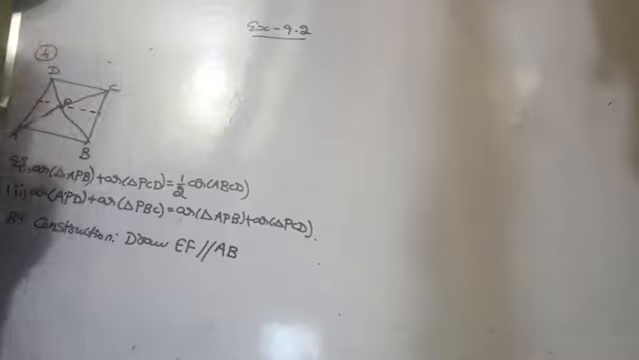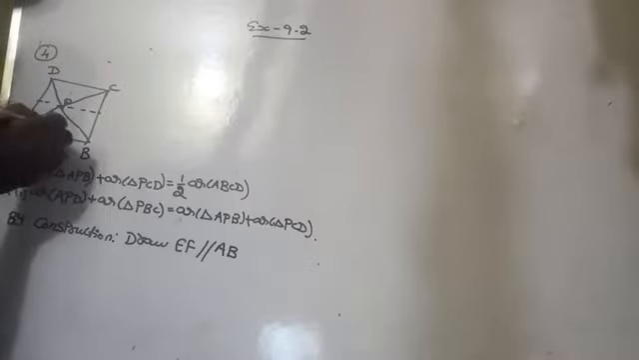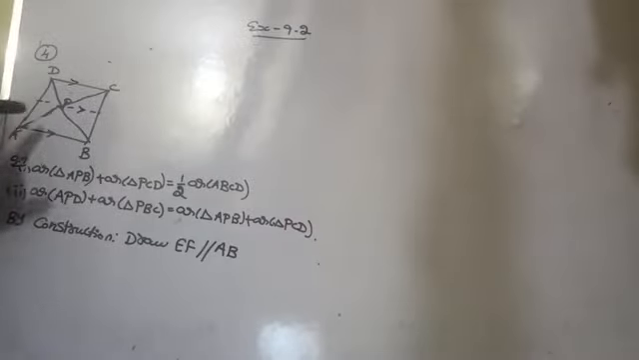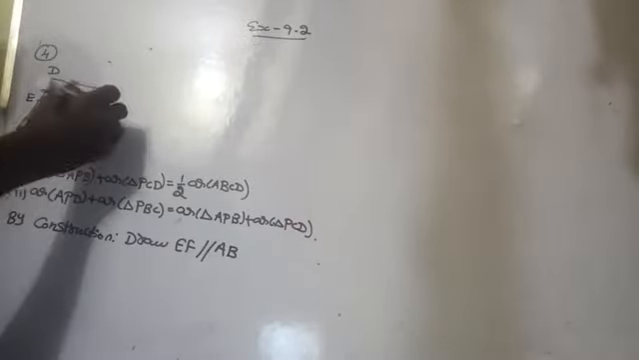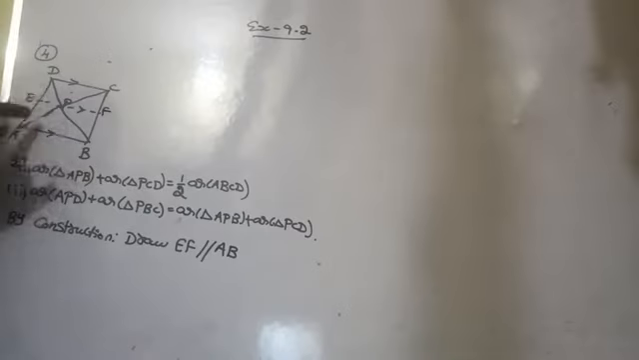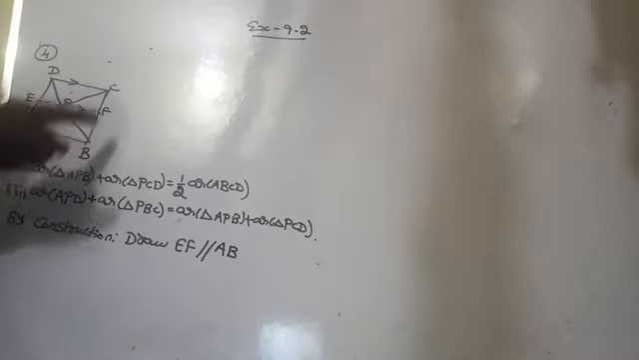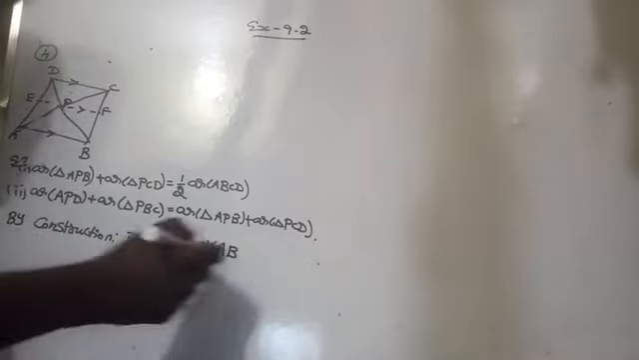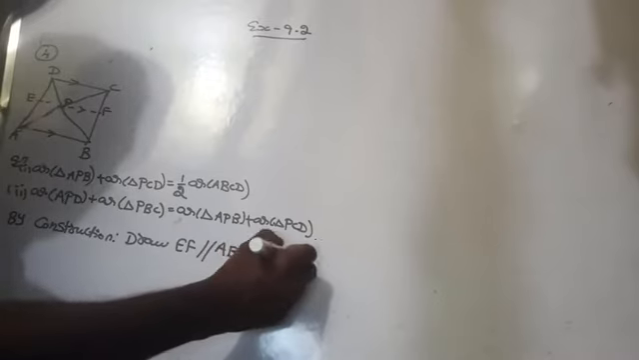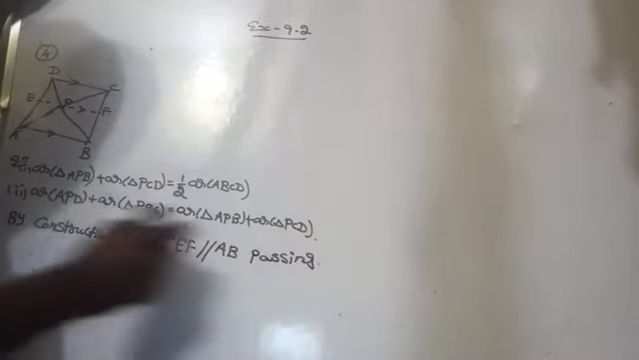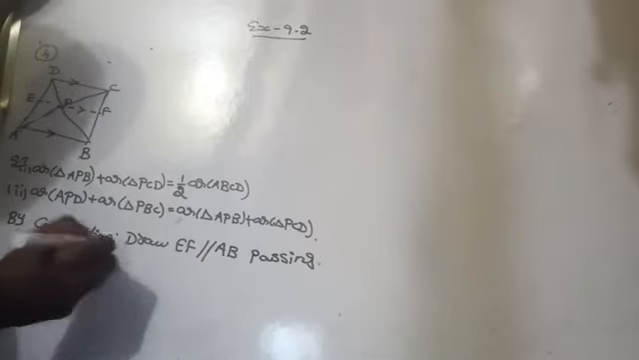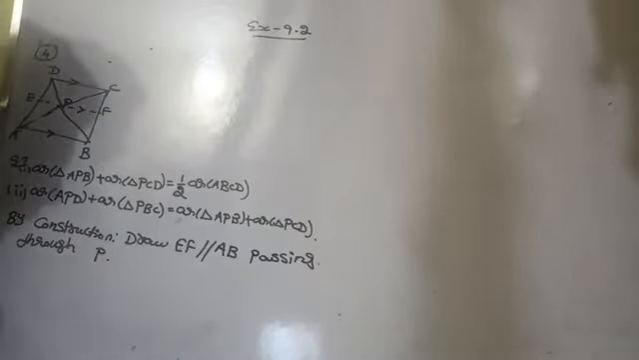So already it is given that ABCD is a parallelogram. AB is parallel to DC. By construction we drew EF parallel to AB in such a way that it intersects DA and BC at E and F. Am I right? Otherwise, draw EF parallel to AB passing through the point P. Am I right? Yes.